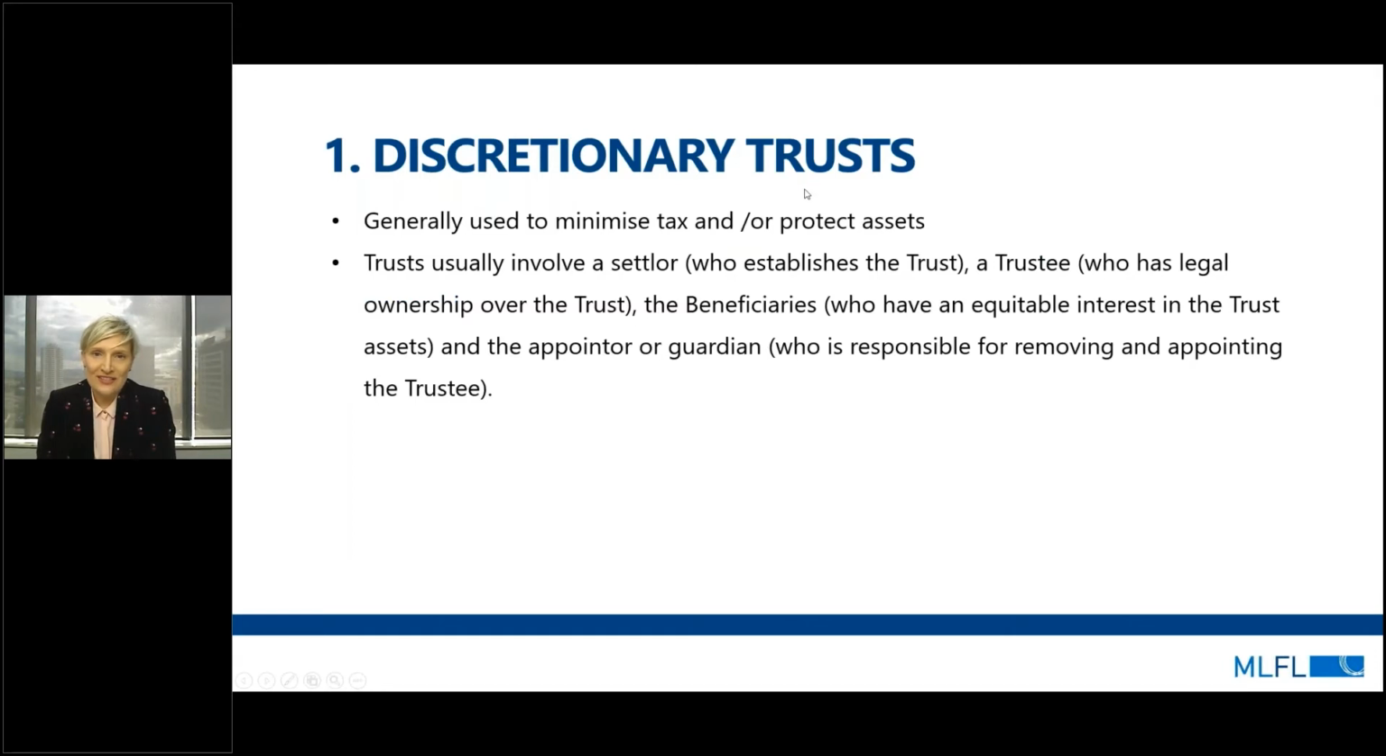So discretionary trusts, these are things that as accountants, I'm sure that you're all aware of. They're generally used to minimise tax and or protect assets. They involve a settlor, that is the person who establishes the trust, a trustee, which can be either a person or a company. The trustee is the person who has ownership over the trust. Then there are the beneficiaries, who have an equitable interest in the trust assets, and the appointer or guardian, who is responsible for removing and appointing the trustee.